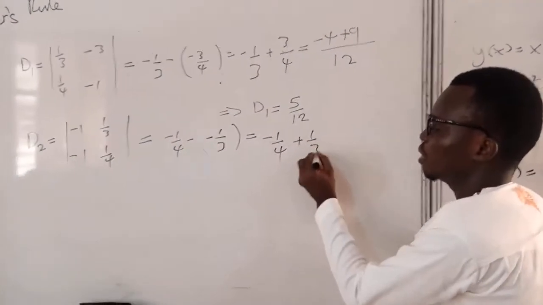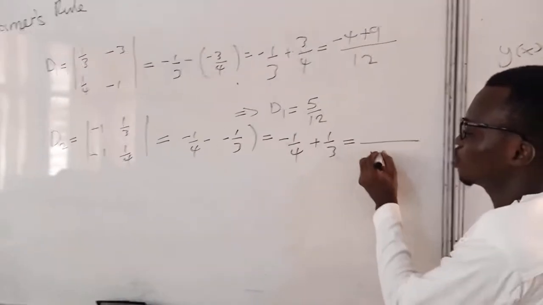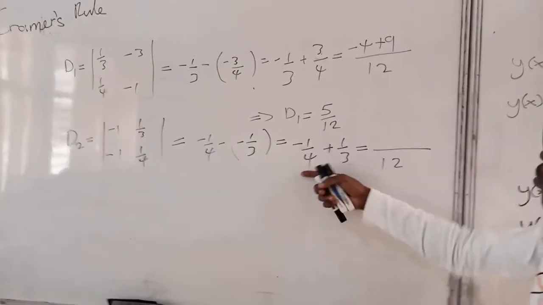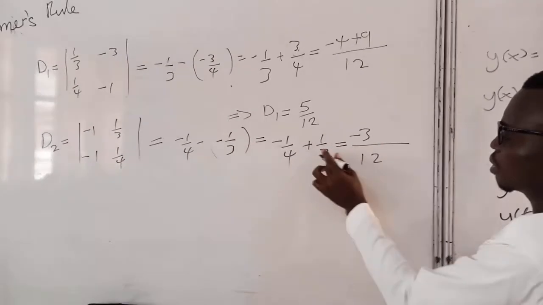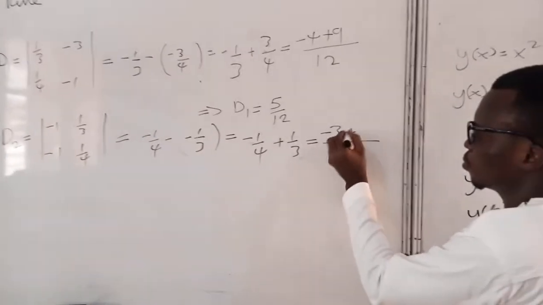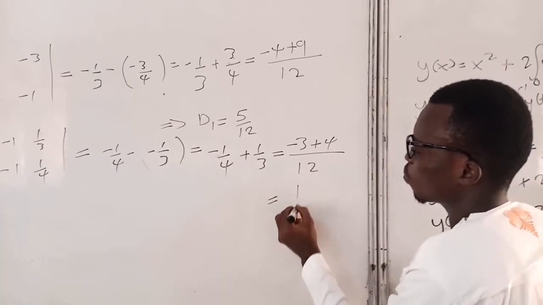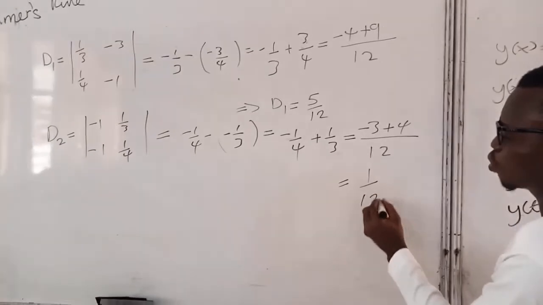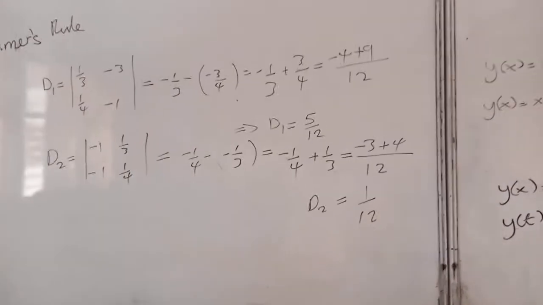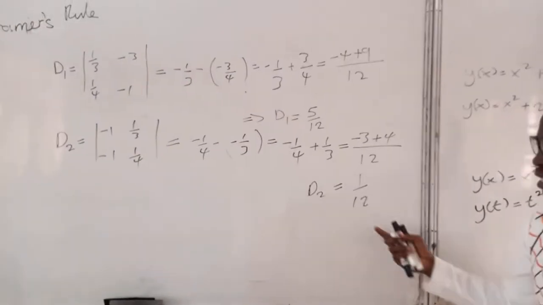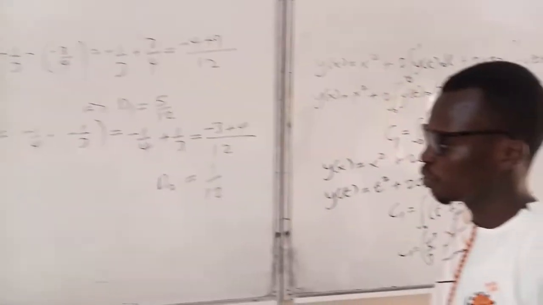Then plus 1 out of 3, which will be equal to, the LCM is still 12. Here becomes, it goes into this 3 times, so minus 3, then plus 4, which is the same as 1 out of 12. So d2 is this. And you have all our determinants from that system of equations.